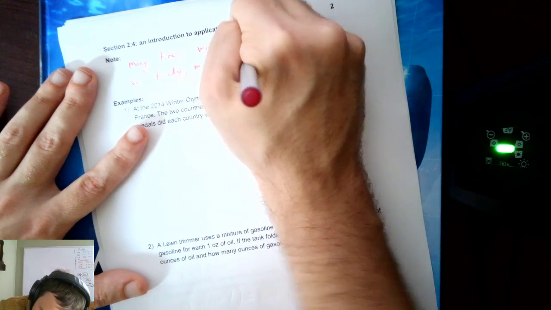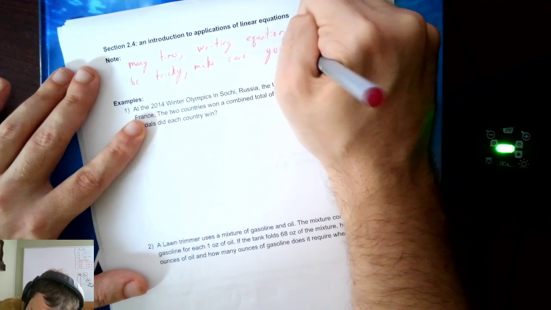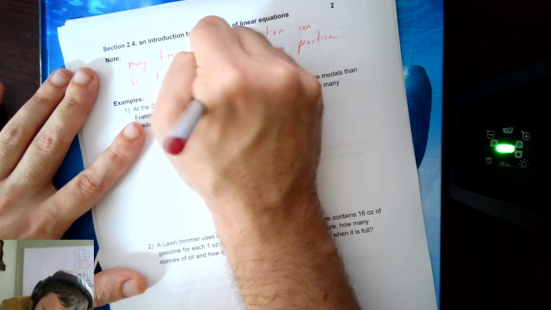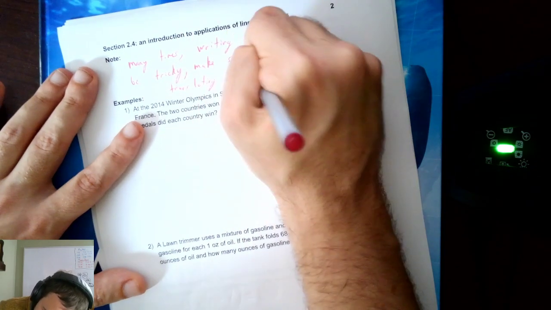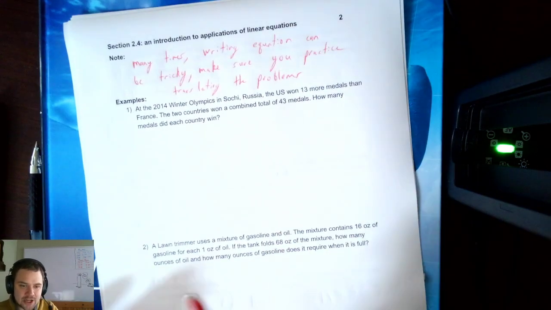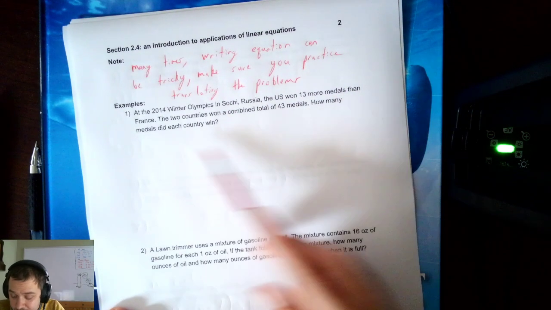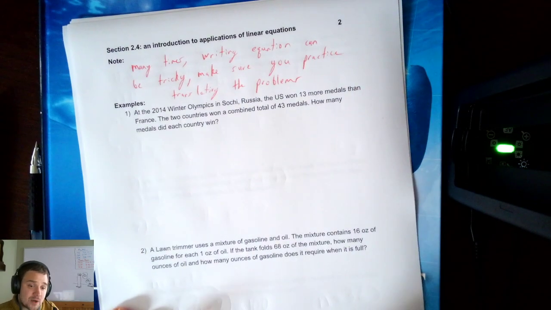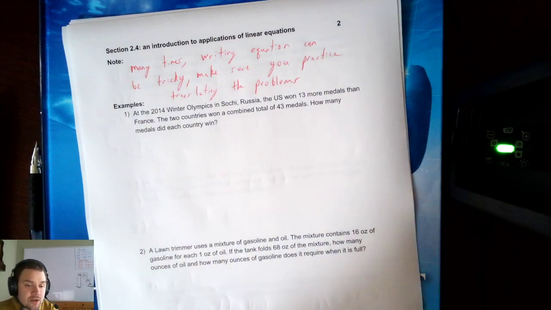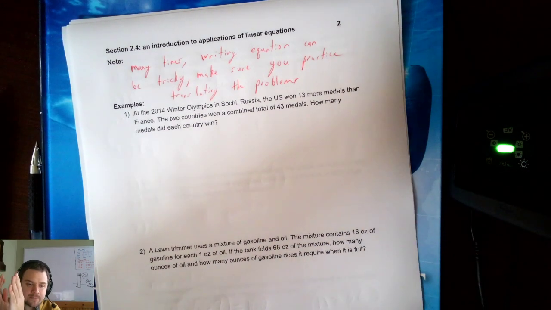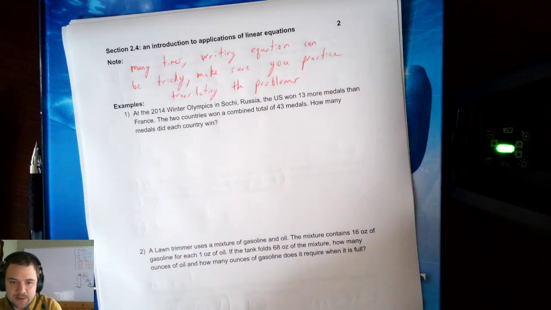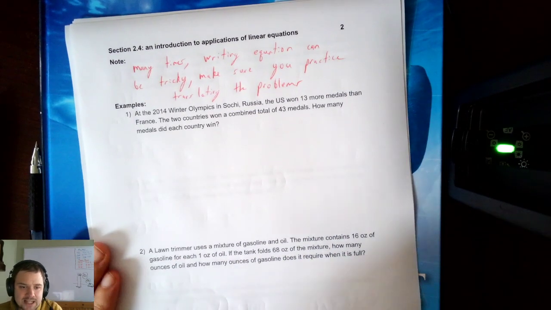Make sure you practice translating the problems. That is the most important takeaway from this section, is that you can take a block of words and decipher it into the appropriate equation to solve the problem. That is what we are learning here. We already know how to solve equations, right? The new thing we're learning is how to write equations from word problems. So let's look at some more examples.